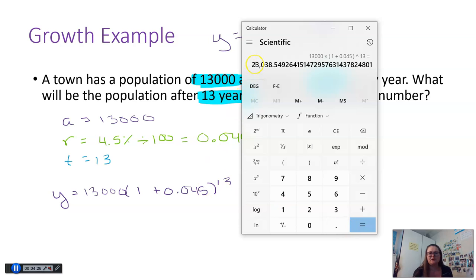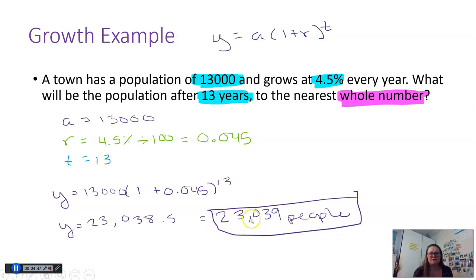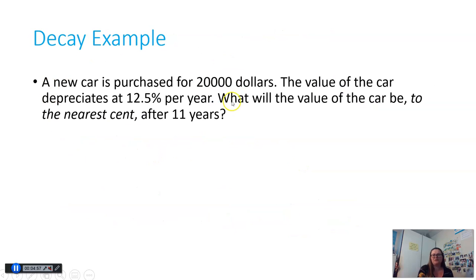All right, so I got 23,038.549. When I write that down, I just wrote the 5, but if you notice, it says round to the nearest whole number, which should make sense because we're talking about population, which is people. So if it's 0.5, we round up to 23,039 people. And that's all it is for the growth kind. So next let's do a decay example. How do I know this one's decay? It depreciates at 12.5% per year. So I'm going to use my decay formula.